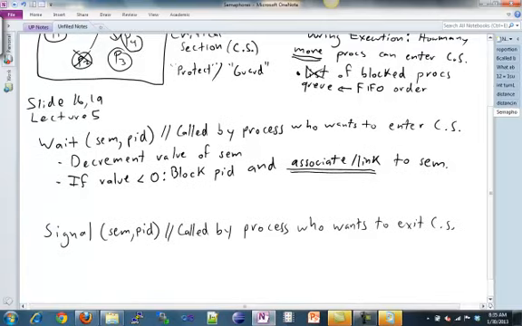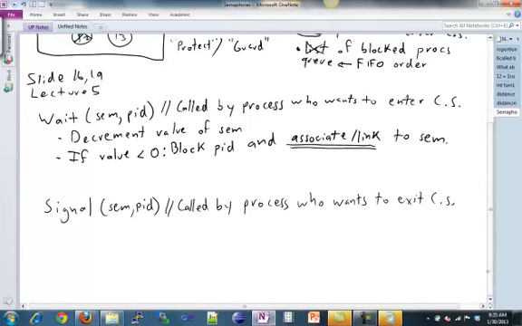Okay? Cool. So, we block it and we associate it to the semaphore. If the value is greater than or equal to 0, that means that the process can go through, so we don't block it. We don't really do anything. We let the method finish.